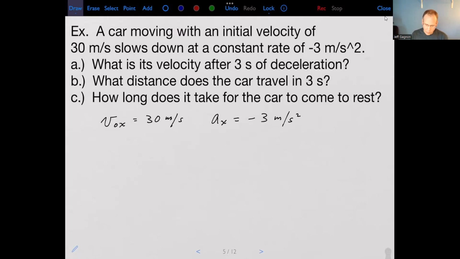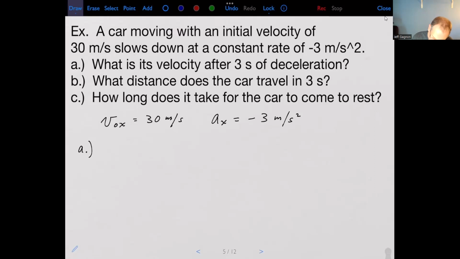And we want to know what is the car's velocity after 3 seconds of deceleration? What distance does the car travel in 3 seconds? And then how long does it take the car to come to rest? Okay, so part A.